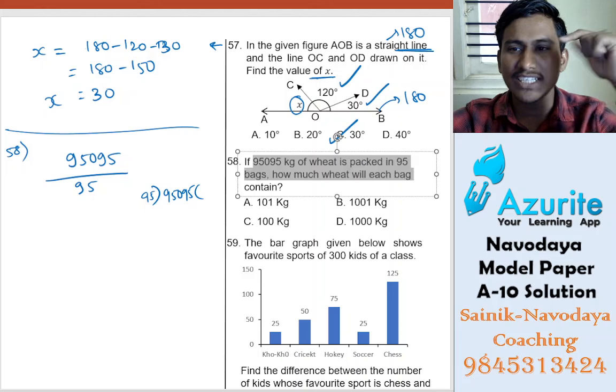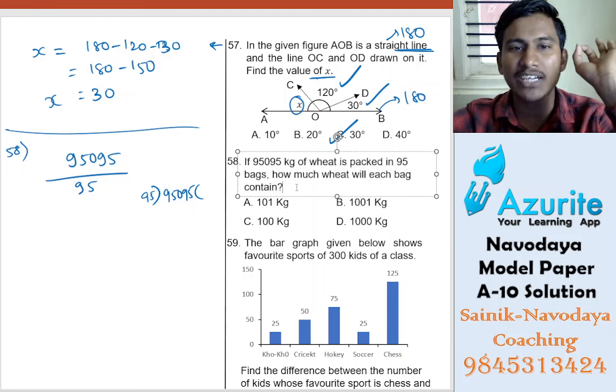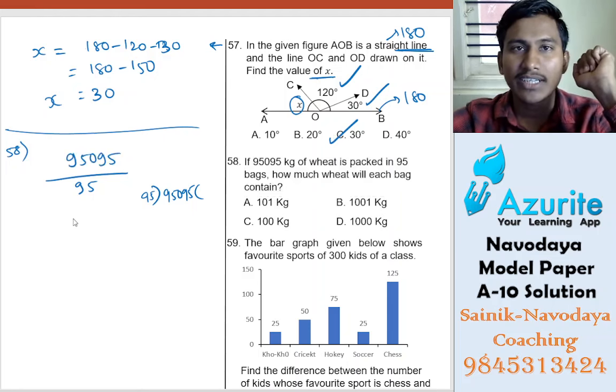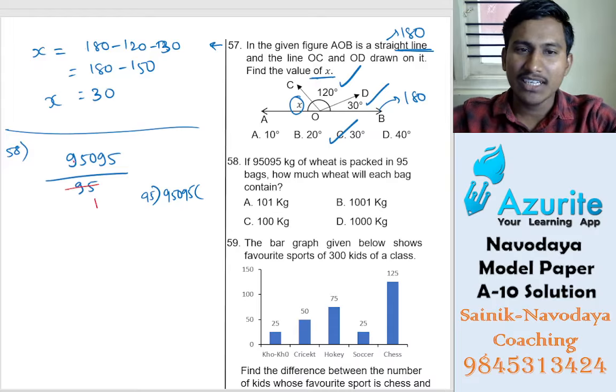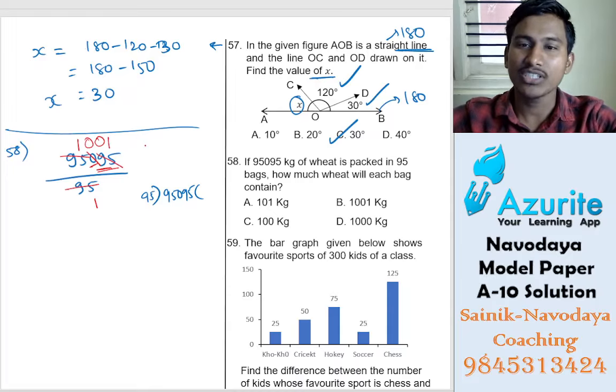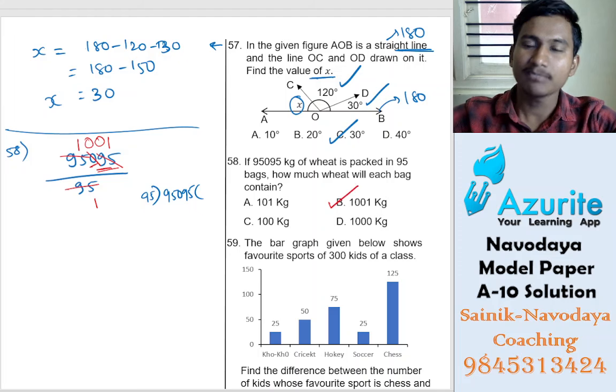If 95,095 kg of wheat is packed in 95 bags, how much wheat will be in each bag? Each bag means we just have to divide, right? 95 bags are there, so let us divide by 95. I will do direct division. 95 ones are 95. Now 0 is there, 95 zeros are 0. Now 9 is smaller, so we have to take 1 0 here. Next it will become 95, so 95 ones are 95. The answer is 1001, which is option B here.